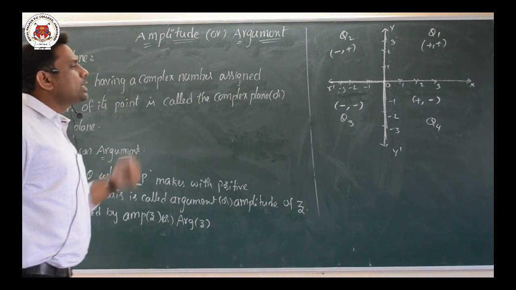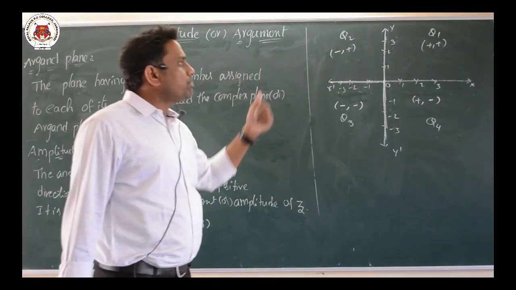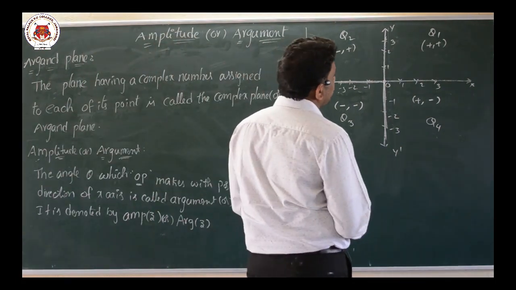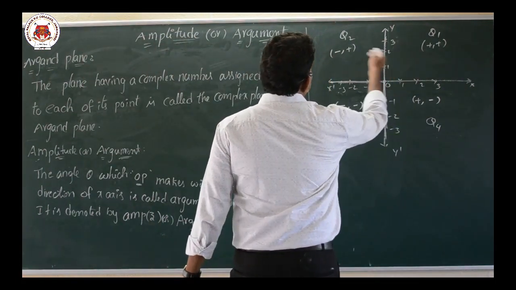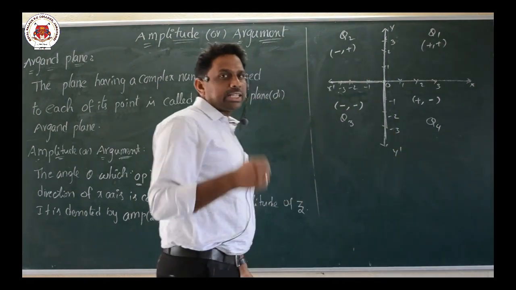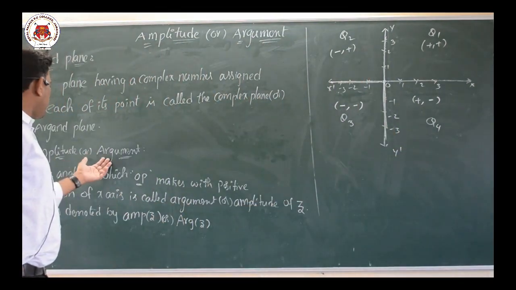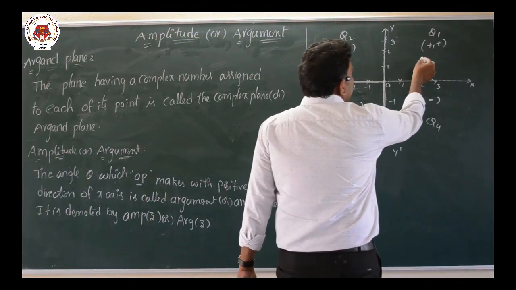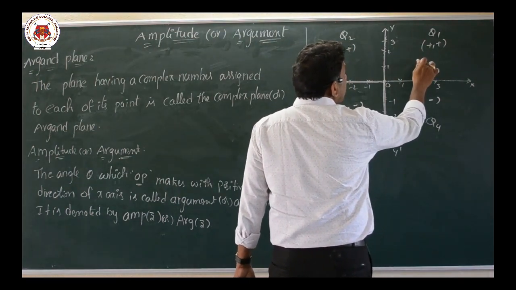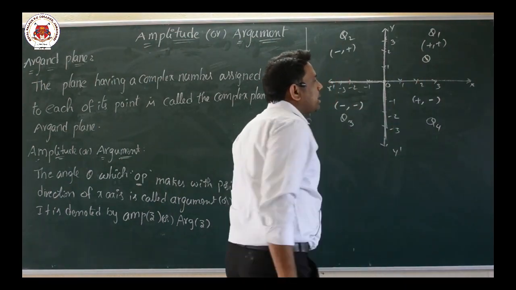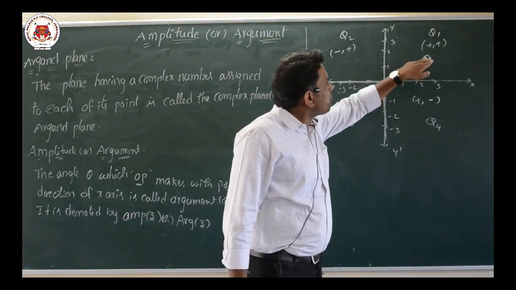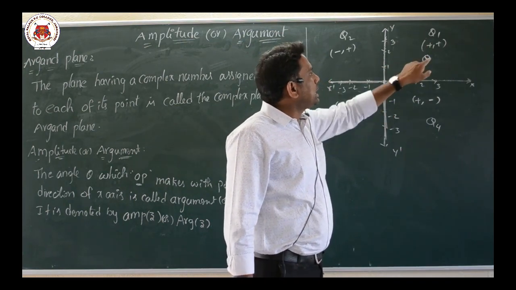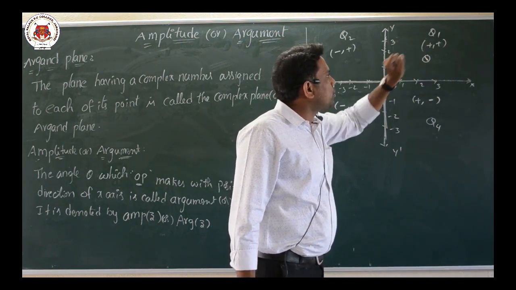Now using this complex plane or Argand plane, we will find the argument of a complex number. How to find the argument of a complex number? We have Q1, Q2, Q3, Q4. Just now we discussed that the argument or amplitude is nothing but theta. If a complex number belongs to the first quadrant, then its argument or amplitude is theta.